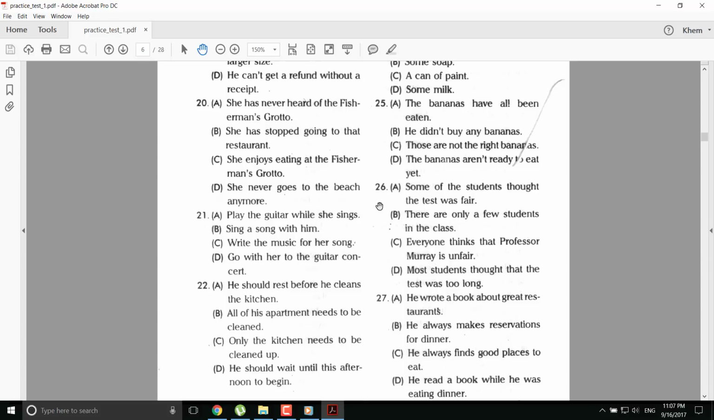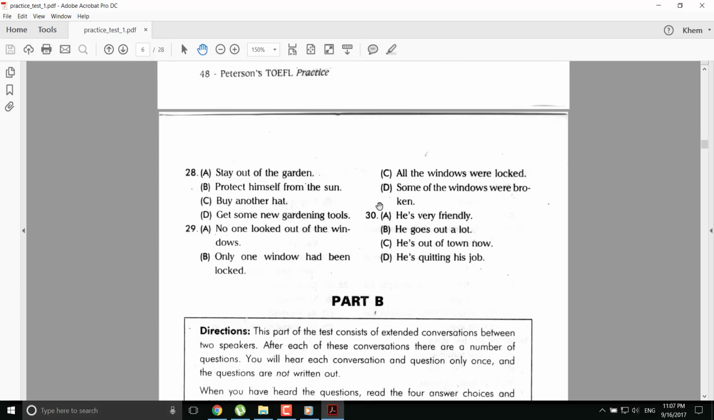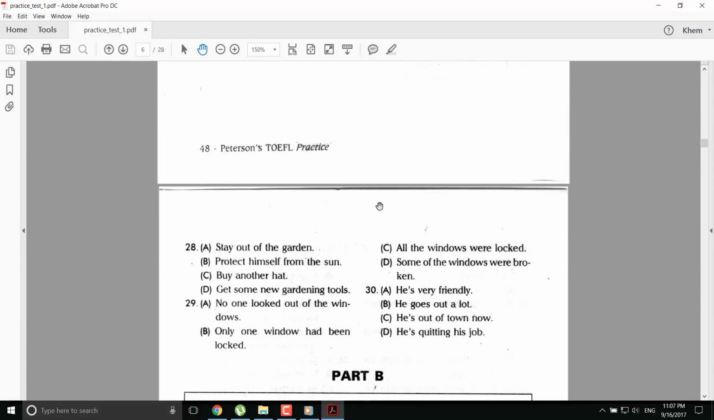Number 28. Look at my face. I got sunburned again yesterday. Maybe next time you'll remember to wear your hat when you're working in the garden. What does the woman think the man should do?